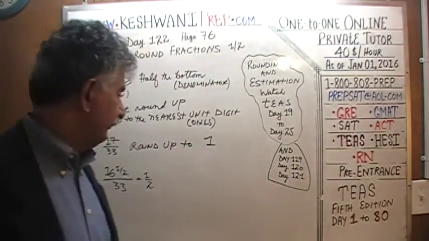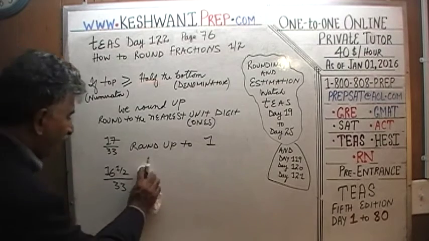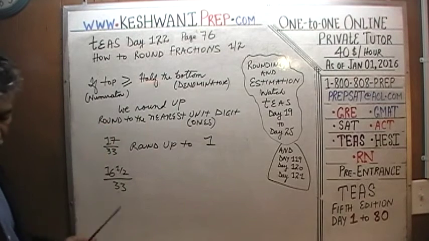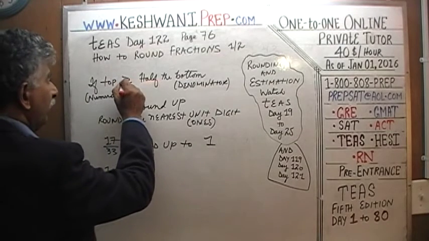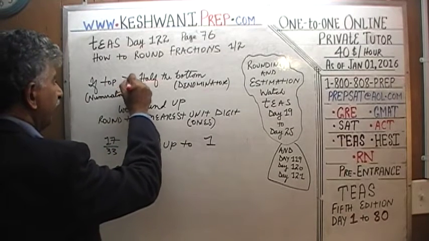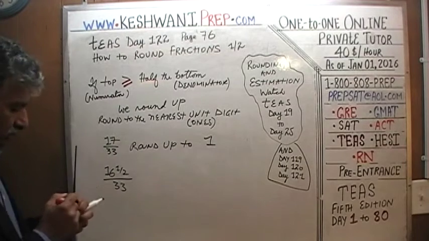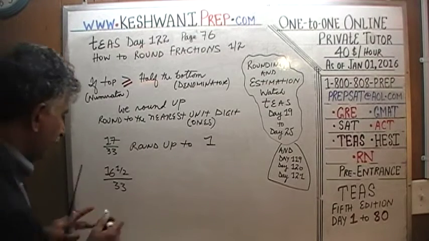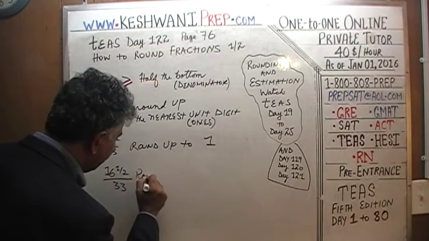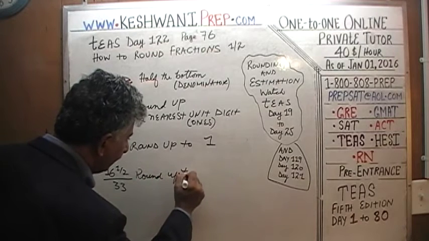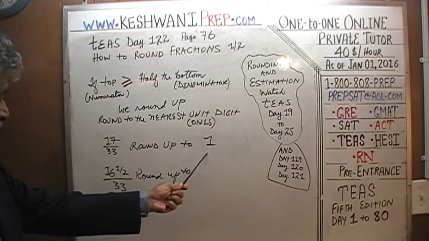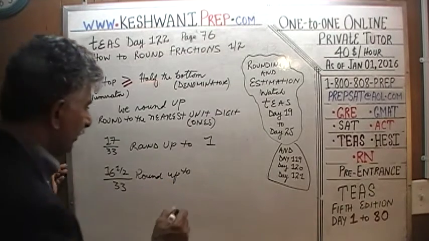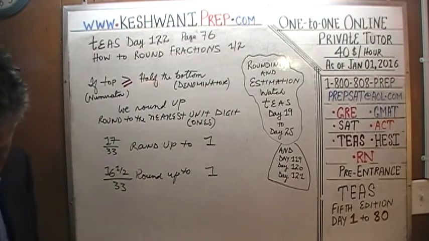That's the same idea. So here, this is exactly half, and as long as it's more than or equal to, this is the equal to part right here, which in this case is equal to half, that again is going to be rounded up. Round up to, oh, not 1 obviously, this is silly. Oh no, it is 1. We round it up to 1.